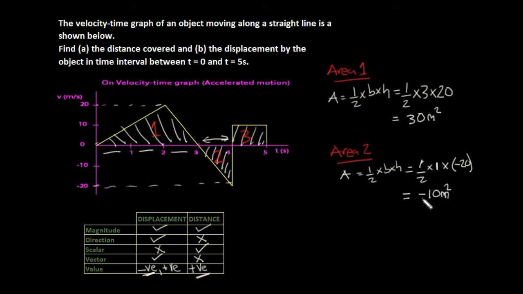Again, we are taking this as negative. We'll come to that later. And area 3, which is just a small square over here, the area is equal to base times height, and the base is 1 here, 4 to 5, 1 unit, times height, it corresponds to 10. So it is equal to 10 meters square.